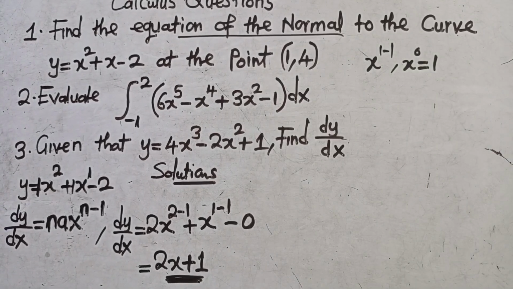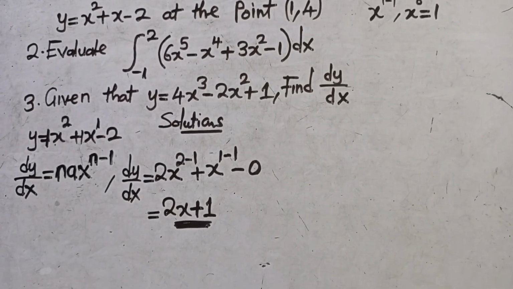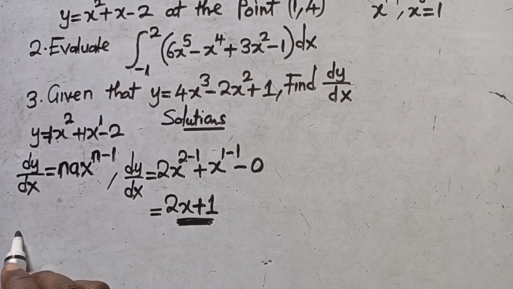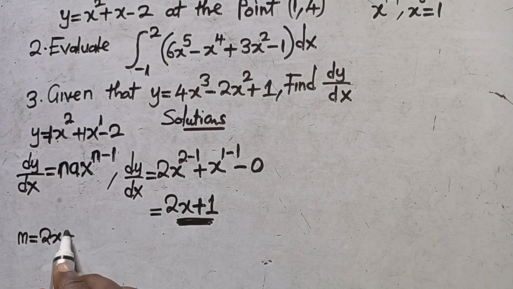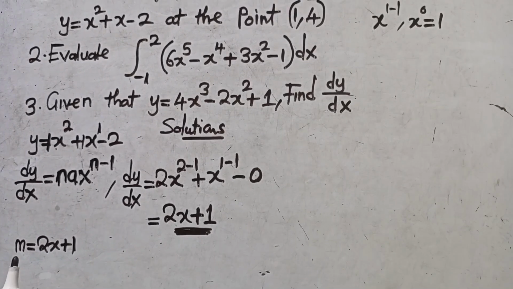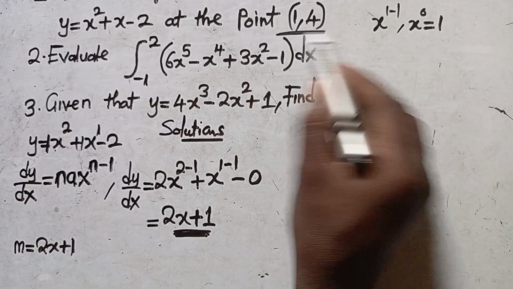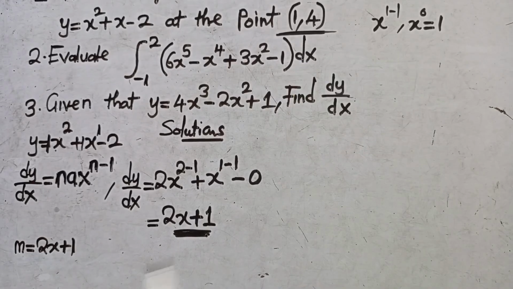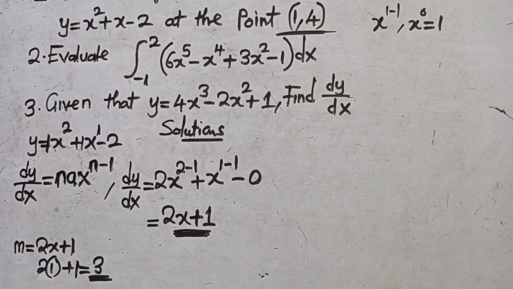I've told you that this is a gradient function. So this is to tell you that we can find the gradient here. We can just say gradient is equal to, we've got 2x plus 1. Where there is x, that's the reason why we are given a coordinate: x is 1, y is 4. So where there is x, we put 1. 2 times 1 plus 1, which is equal to 2 plus 1, that is 3. So gradient is 3.